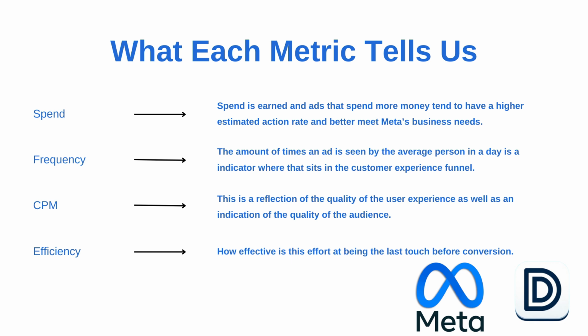An important note here is that estimated action rate is how Meta measures how likely somebody is to engage with your content. And every impression of content on every platform to every person is likely to be engaged with differently at different times. So there's no one specific hard measurement of an estimated action rate per ad, but we can understand that good ads get more spend. And what we'll talk about later will also help us understand the quality of the experience and the audience that that ad is reaching. So let's get into frequency.